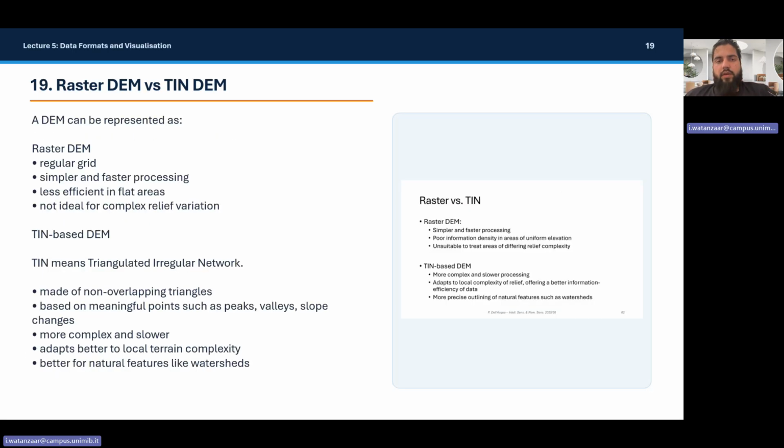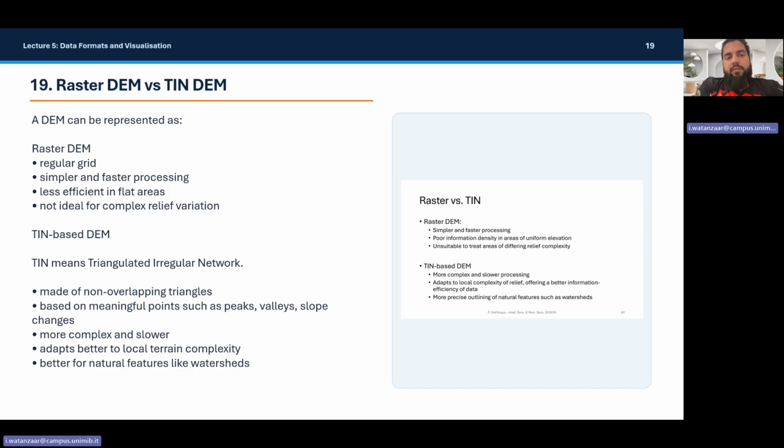Raster DEM versus TIN DEM. These are two models we are discussing. So far we have said DEM, DTM, and DSM already. DEM is exactly the digital elevation model, DSM is the digital surface model, and the third one, DTM, was the digital terrain model. Now the raster DEM versus TIN DEM. TIN stands for triangulated irregular network.